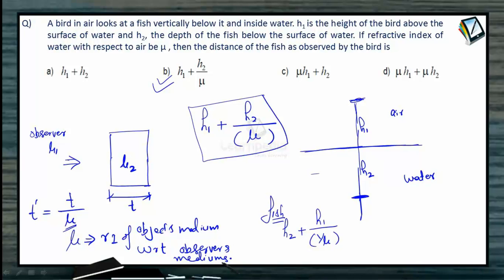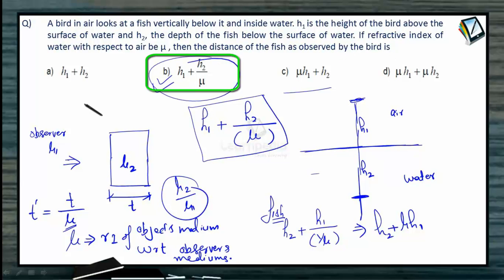And how to find that? Just divide the object's medium refractive index by the observer's medium refractive index. That means mu2 upon mu1. That is how you get it. And here mu2 upon mu1 is given to you. And here you have to use mu1 upon mu2. That is why I have used 1 upon mu. So answer to my question will be H2 plus mu H1. So C would have been the correct answer to this question if it was asked that way. But in this case, we are asked the distance of the fish as observed by the bird. So option B will be the correct choice.